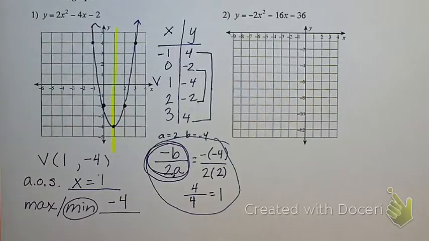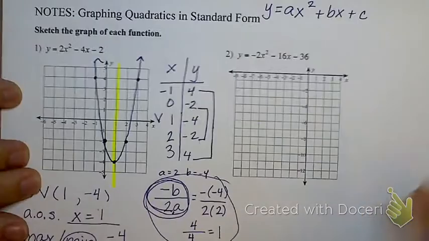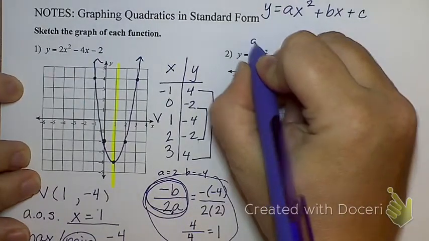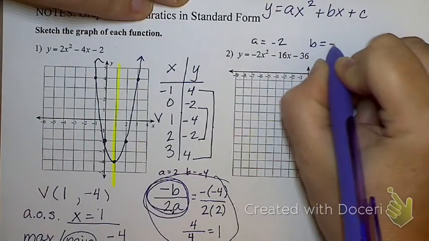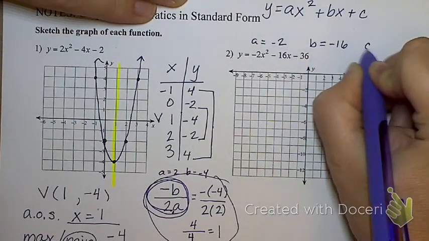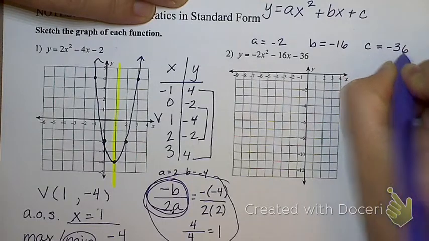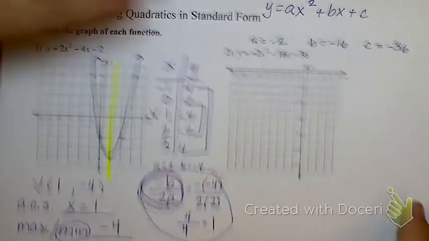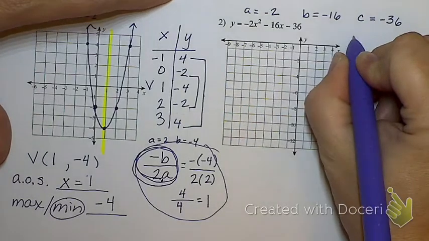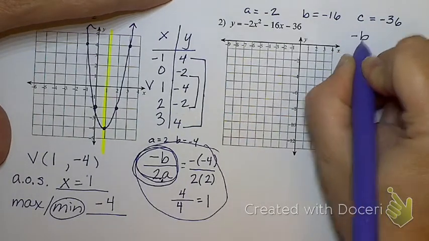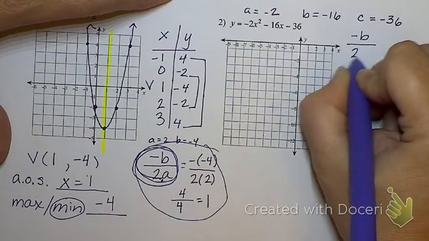We ready for number 2? All right, number 2, I see an a value of negative 2, I see a b value of negative 16, and I see a c value of negative 36. Would you agree? Okay. So, before I set up my x y chart, I need to do what? Negative b over 2a.